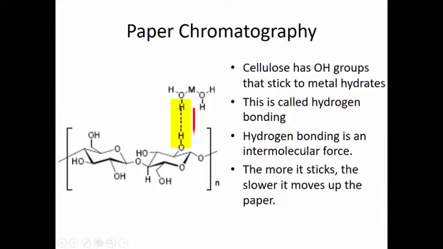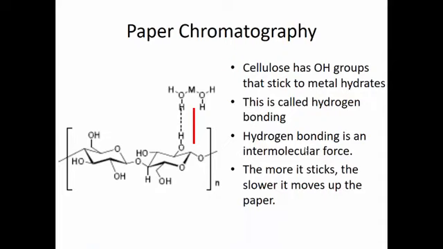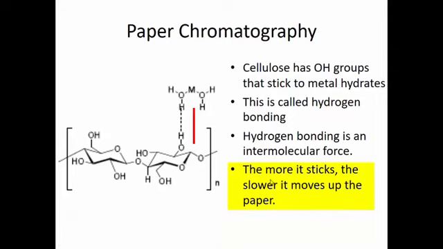Hydrogen bonding is one of our intermolecular forces. It's actually the strongest covalent intermolecular force. Right? You have hydrogen bonding, dipole interactions, van der Waals interactions, and then on the ionic side you have ionic bonds, which is the strongest of all of your interactions, all of your intermolecular forces. All right. One of the things to remember for any compound is that if it sticks better to the chromatography paper, if it adheres better, then it's going to move up the paper more slowly.